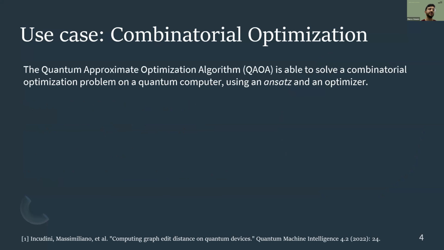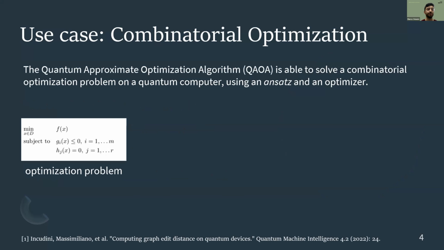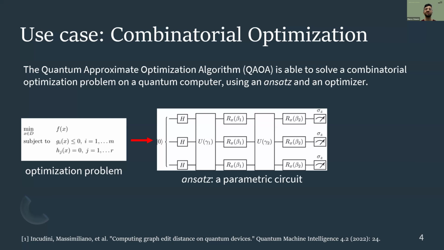In particular, I'm referring to an algorithm called quantum approximate optimization algorithm, in brief QAOA, which solves combinatorial optimization problems. It receives an input problem with the following formalism, where you have an objective function f of x that you want to minimize, subject to some very specific constraints. Starting from this formalism, we define a quantum circuit, which is called in jargon ansatz. It describes all the possible operations to perform on the qubits.